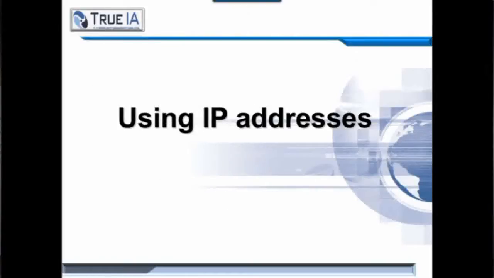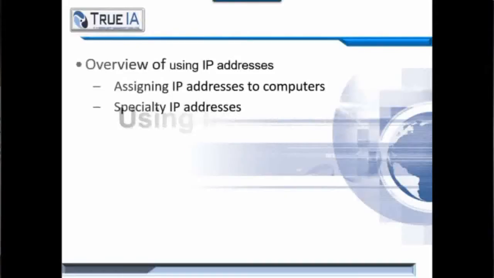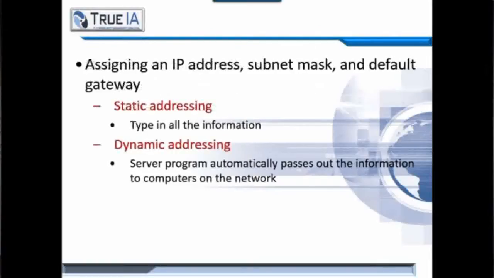Next, let's take a look at how to use these IP addresses. So we've walked through how to assign IP addresses to computers, and we've talked a little bit about some specialty IP addresses, but let's discuss a little more in depth. There are a couple of different ways to assign an IP address to a computer. You can do it through static addressing, that's by manually typing the IP address in each computer, or you can do it by dynamic addressing. This is when the server would automatically pass out IP addresses to corresponding requesting computers.